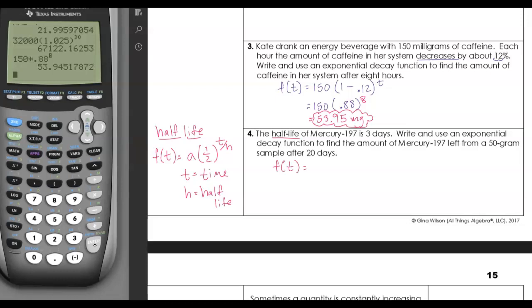Our initial amount here is 50 grams. It's a half-life, so I put my base as a half, raised to the power of time, divided by the half-life. Now, what is the half-life? What's my half-life here in this problem?